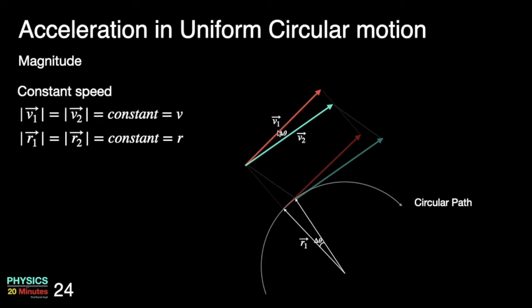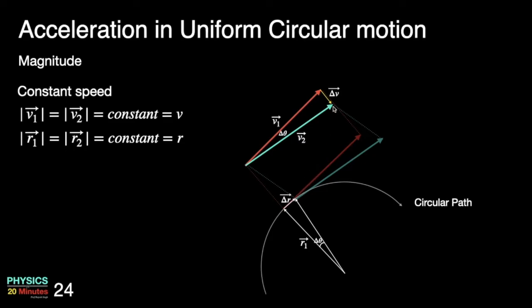So this angle is also delta theta. I can complete the triangle by drawing the third side as delta v, or change in velocity vector. I can complete the triangle here by drawing the third side as change in position vector. So I get two triangles. One is the velocity triangle and the other one is the position triangle.